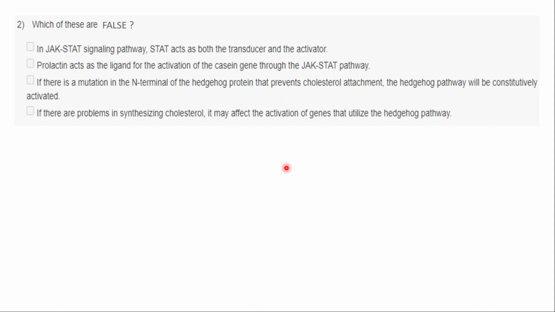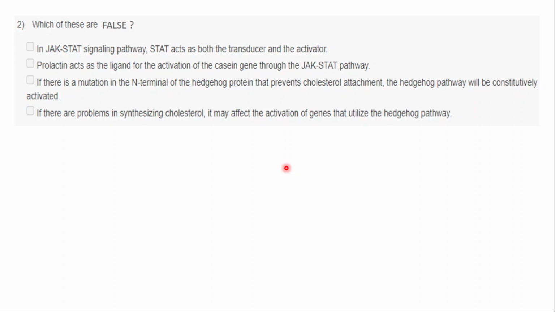So there are a certain set of statements, two of them belonging to the JAK-STAT signaling pathway and two of them to the hedgehog pathway. So now you have to identify which of these statements is a false statement. I think Ajay has already answered option 3. Ajay is saying option 3.